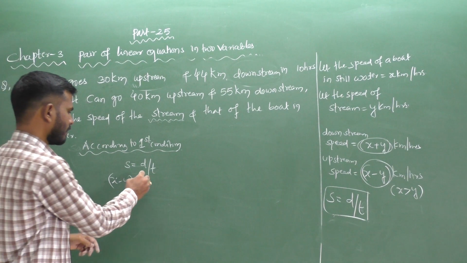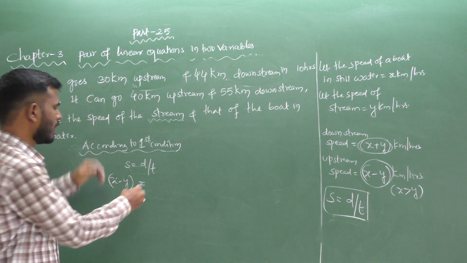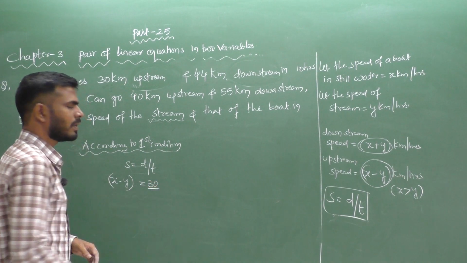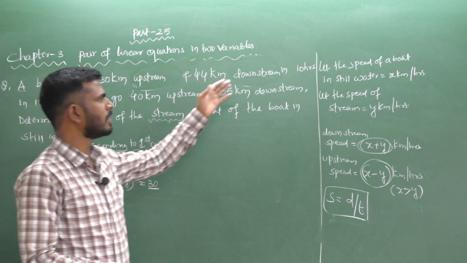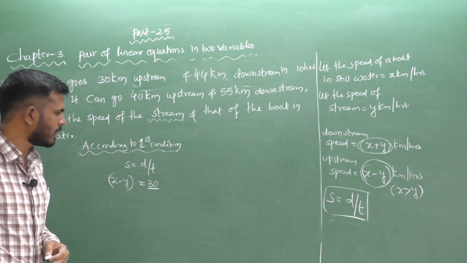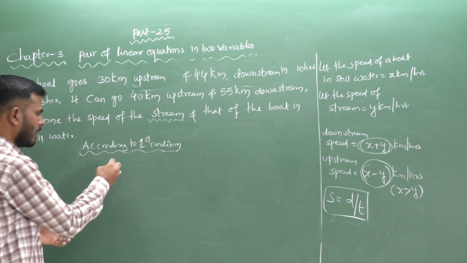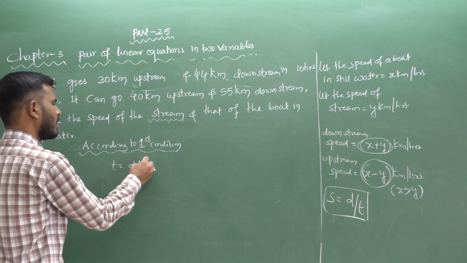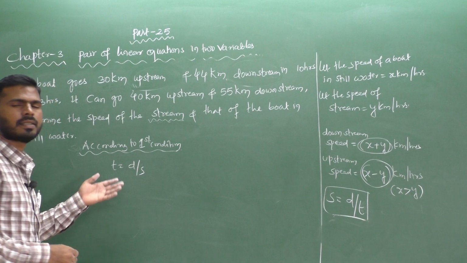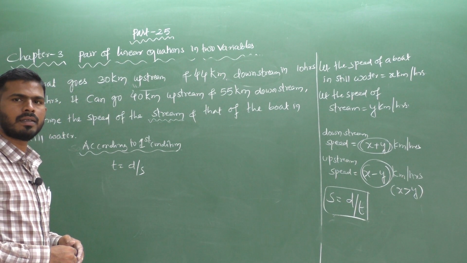x minus y. Distance, how much distance we covered upstream, that is 30 km. Time is given, 10 hours. This is also 10 hours. Or you can use this formula, time equal to distance by speed. This is also the same. Speed equal to distance by time, or time equal to distance by speed.